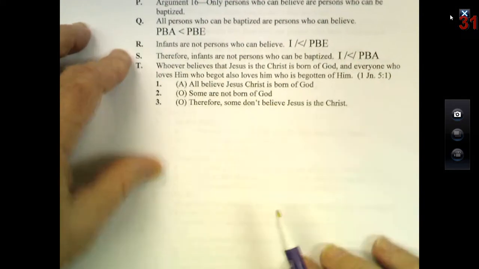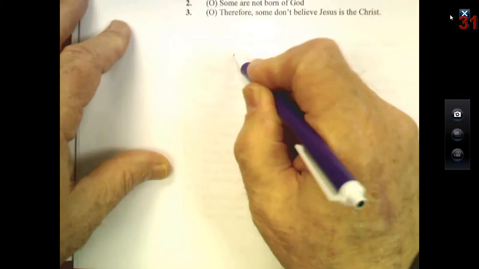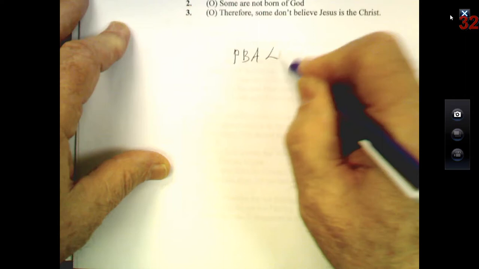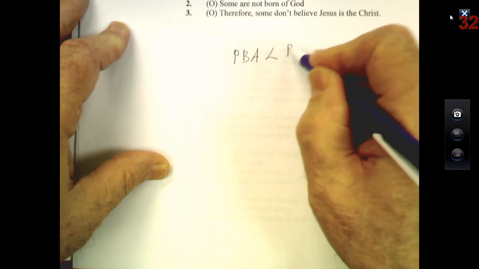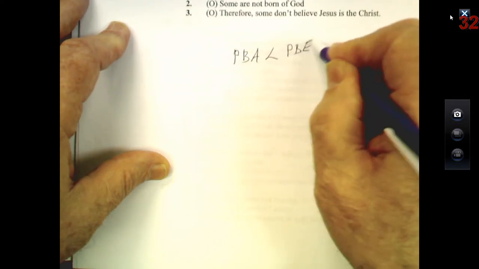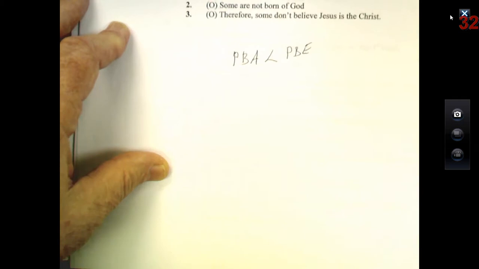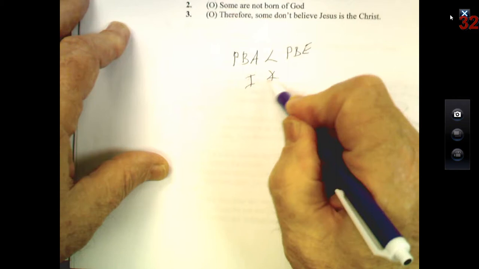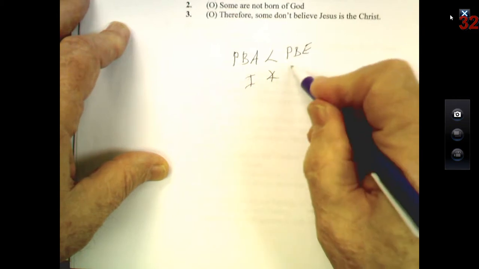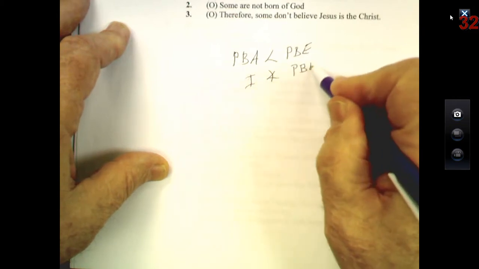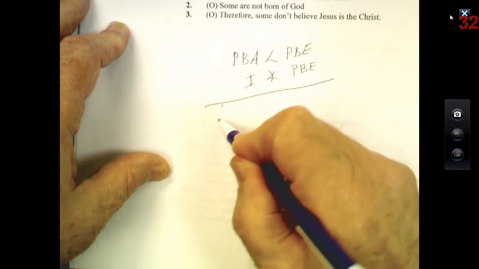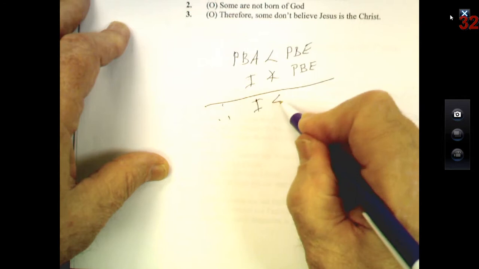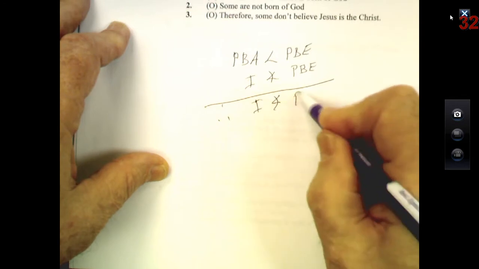Now, I'll do that down here a little bit further. All people who can be baptized are included in the class of people who believe. All people who can believe. Infants are not people who can believe. Therefore, infants are not people who can be baptized.